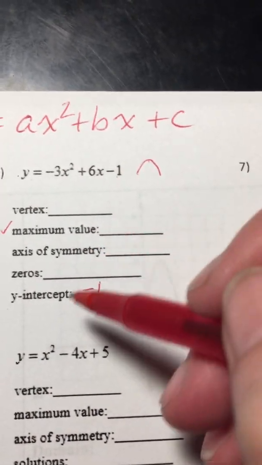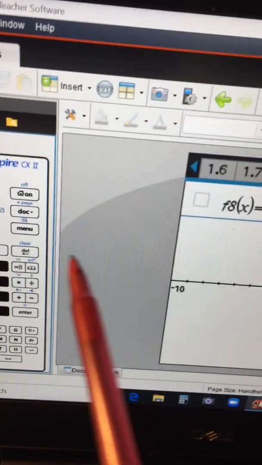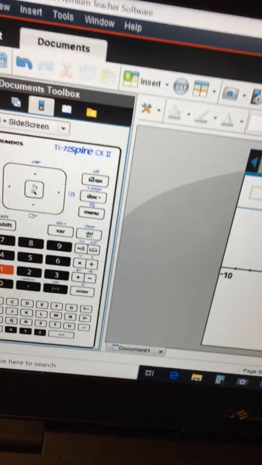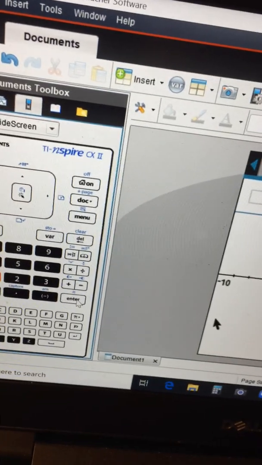Now, to get the vertex and the other things, the easiest way to do it is just to put it in the calculator. So here's my graphing calculator. It adjusts. There we go. I've already got this first one typed in. Okay, I went to my home key and I went to the graph icon, typed it in. I'm going to hit enter. So let me find my enter. There it is right there.